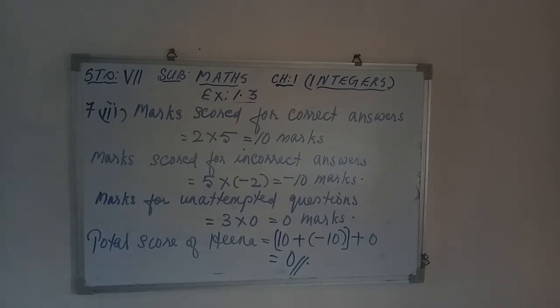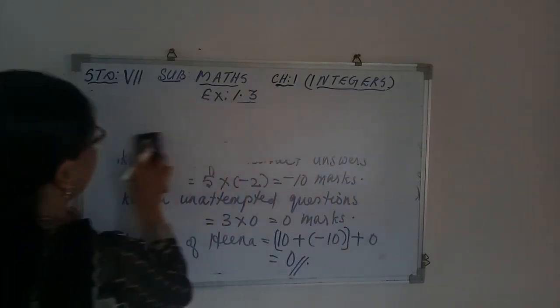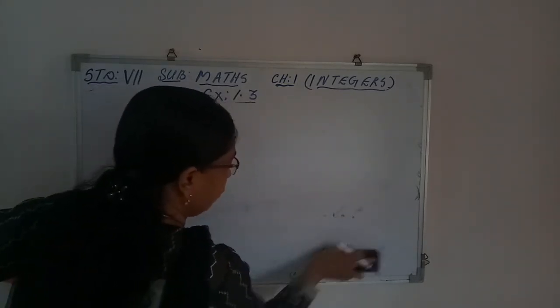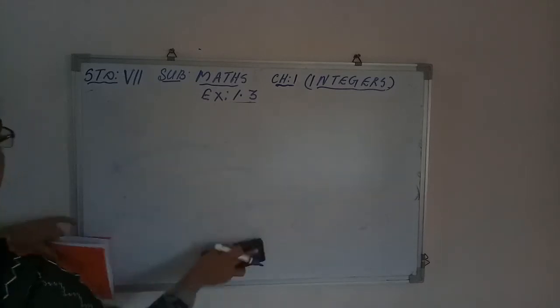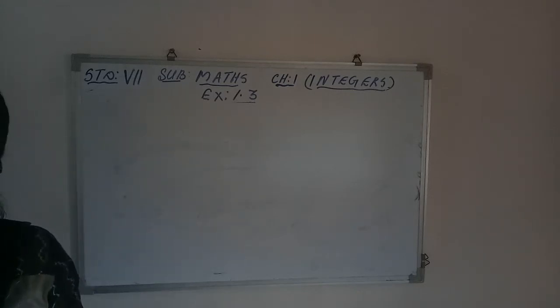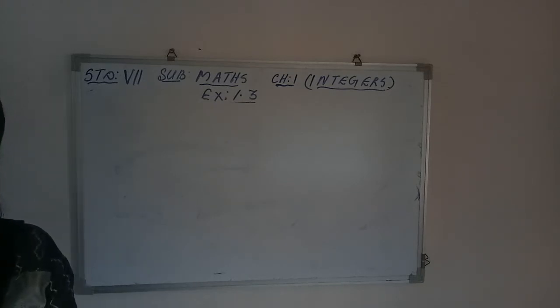Now, question 8. 8th question also is a statement sum. Read the question. Question 8. A cement company earns a profit of rupees 8 per bag of white cement sold and a loss of rupees 5 per bag of grey cement sold. The company sells 3,000 bags of white cement and 5,000 bags of grey cement in a month. What is its profit or loss?